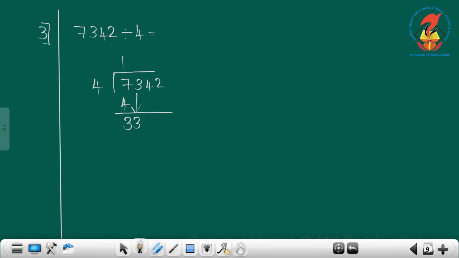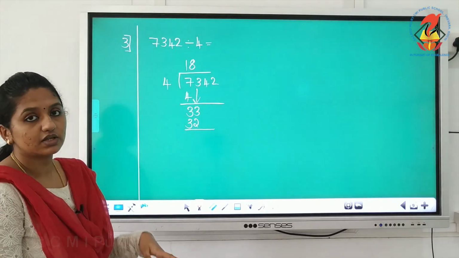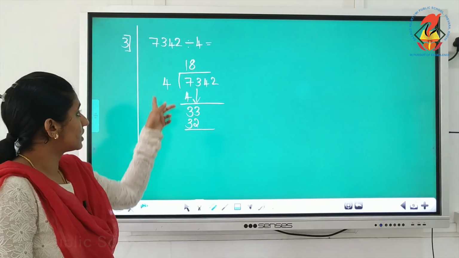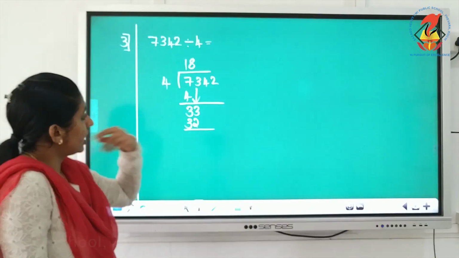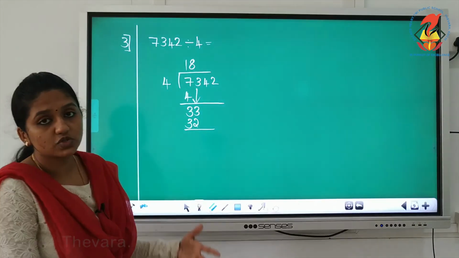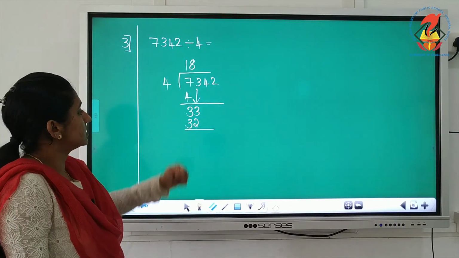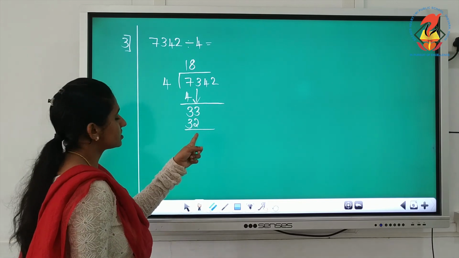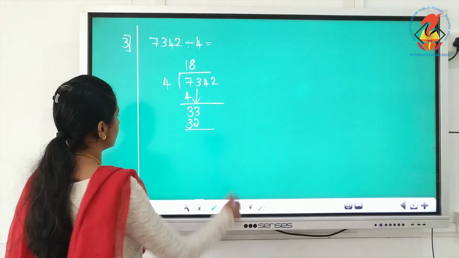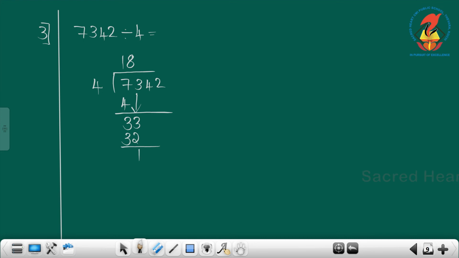8 fours are 32. So, 8 times. 8 fours are 32. So, all of you must count the tables. Okay, after that only we will get this answer. In 33, how many times go in fourth table? It's 8 times. 8 fours are 32. So next step is subtraction. 3 minus 2, it's 1. Here 3 minus 3 is 0.